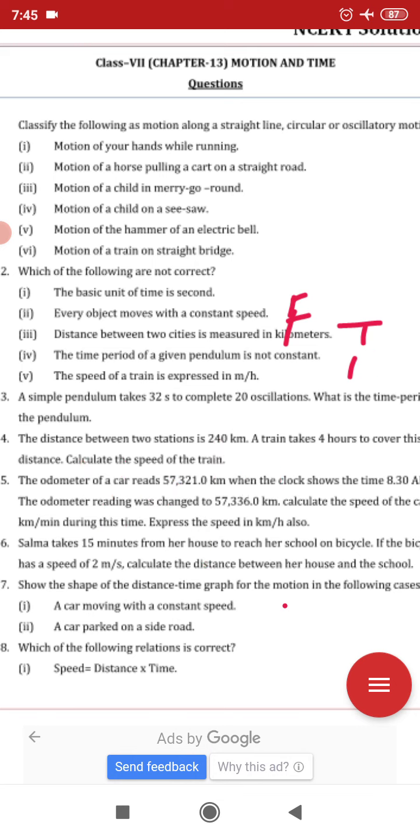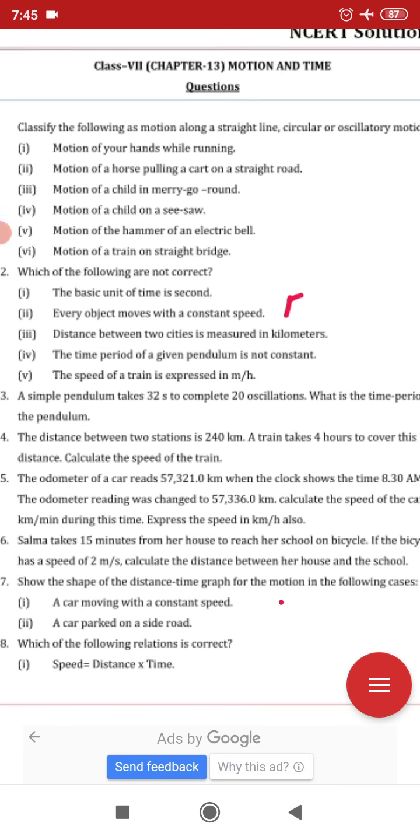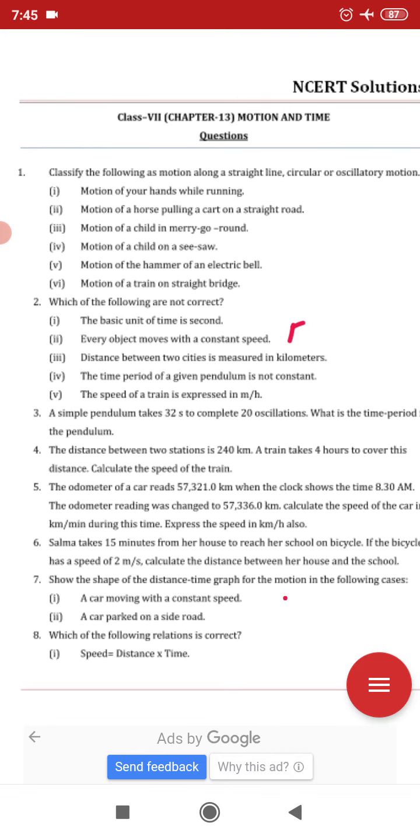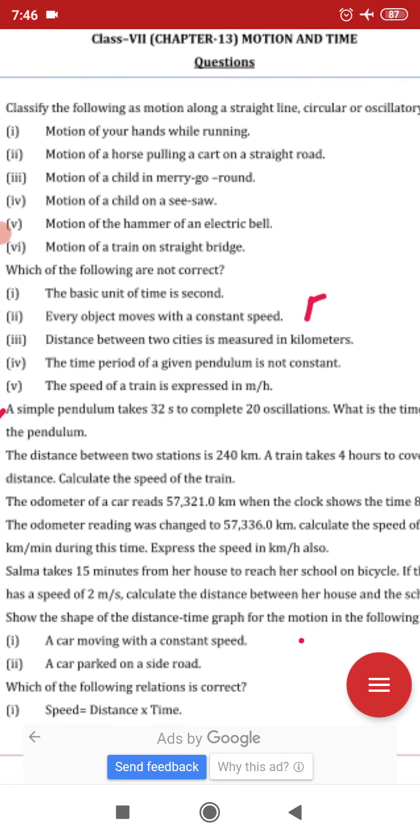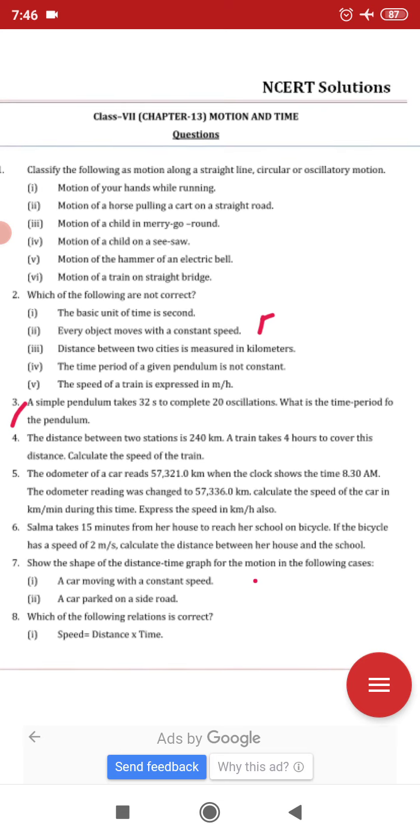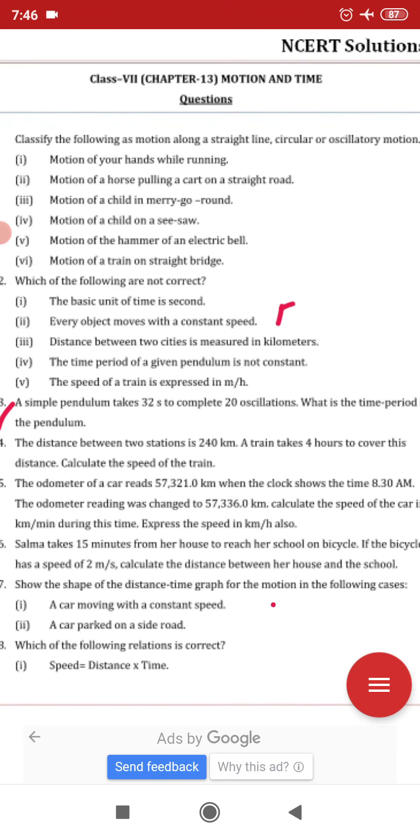Next, some problems are given. You can see a simple pendulum. Question number 3. A simple pendulum takes 32 seconds to complete 20 oscillations. What is the time period of the pendulum? It is a periodic motion. So 32 seconds is taken to complete 20 oscillations.